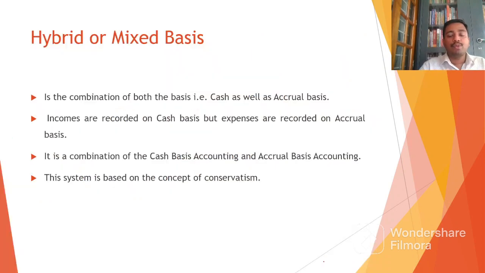Now we are moving to the next basis or method of accounting, that is the hybrid method. In the hybrid method, you can follow the two methods simultaneously, which means we follow the cash basis as well as the accrual basis. If these two methods are simultaneously used, then that method is known as the hybrid method.